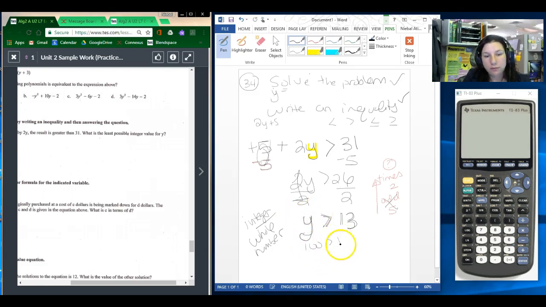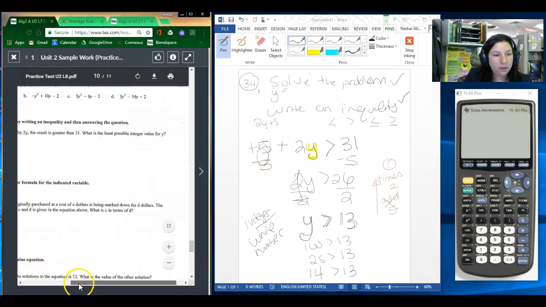It could be 100, that's greater than 13. It could be 25, that's greater than 13. The question is asking me for the least possible integer. So we have 13. The next biggest whole number is going to be 14. 14 is greater than 13, and it's also the next whole number, the next integer. So our answer here would be that y must be 14. And that's what you should see on the answer sheet for that one.